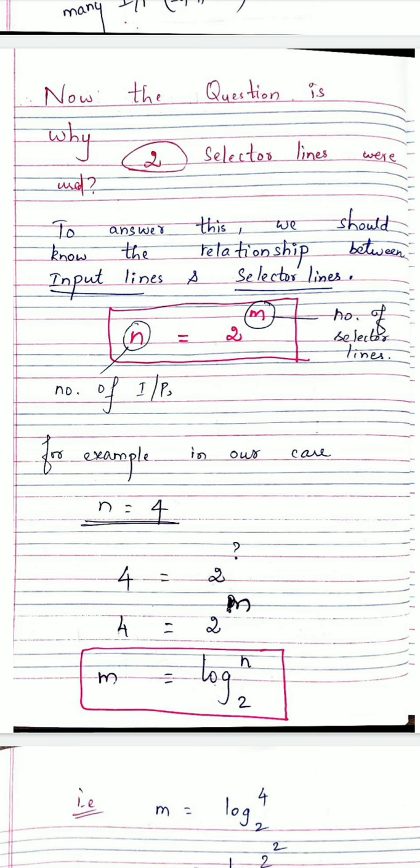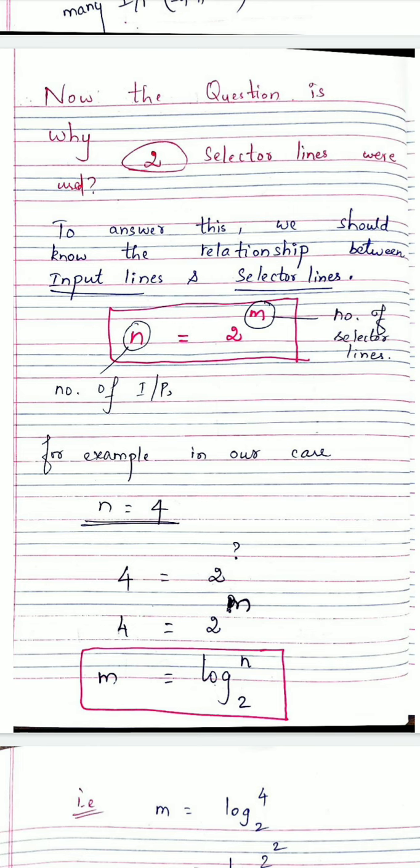As you are having 4 input lines, you need how many selector lines? 2. Because 2 to the power 2 is 4. Similarly, for example, if you are having 8 input lines, then what will be the value for m? It is 2 to the power 3, because 2 to the power 3 is equal to 8. Similarly, if 16, 2 to the power m is 2 to the power 4, 2 to the power 4 is 16. If the n value, the number of inputs, is 32, then it is 2 to the power 5.